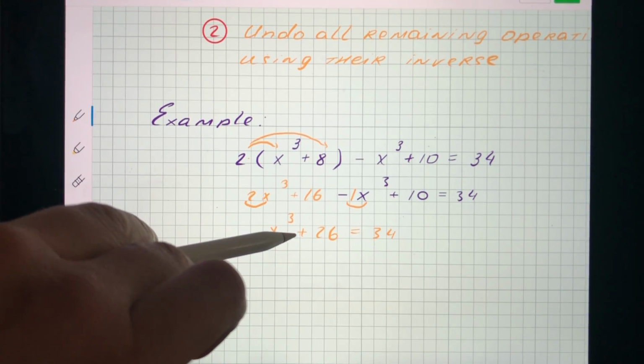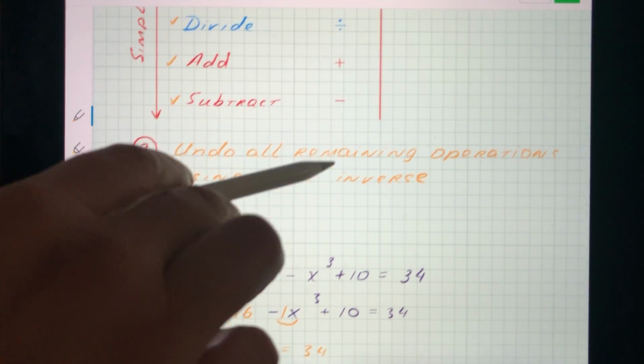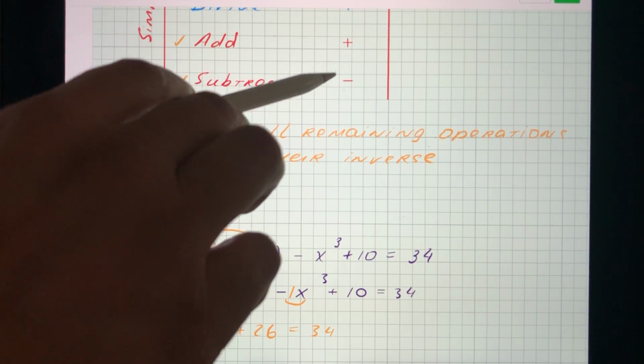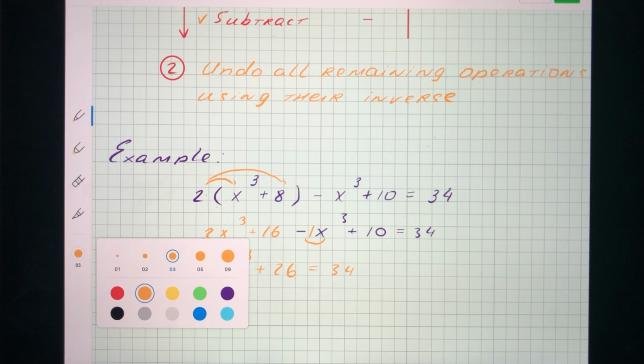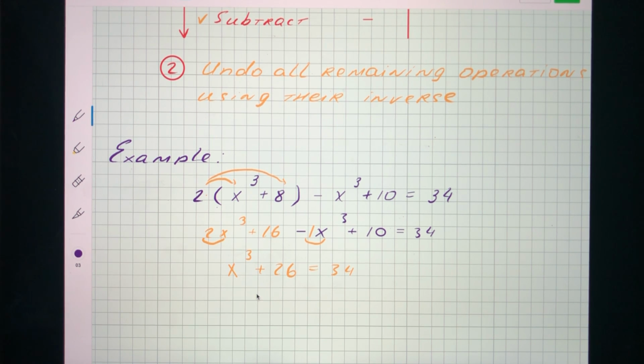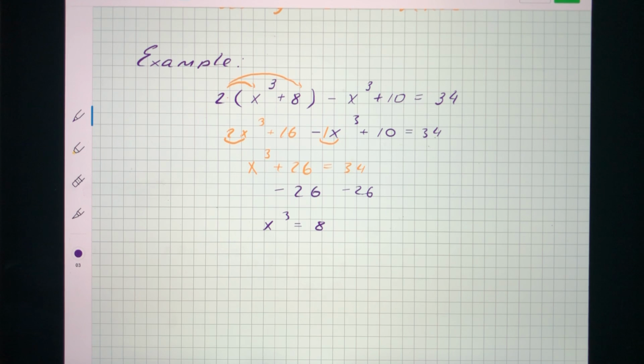So we have plus, that's the first thing to undo, is plus and minus. To undo the plus 26, we need minus 26. What we're doing to one side needs to be done on the other side so that the equation is still the same. Minusing 26 from both sides, we have x cubed equals 8. To undo the cube, we need cube root. So applying cube root to both sides, we have x is equal to 2.